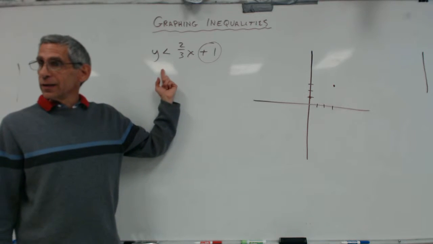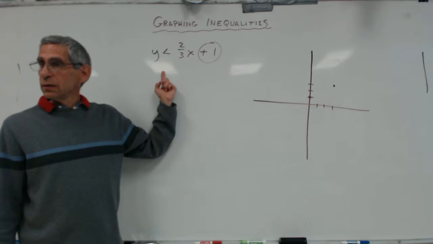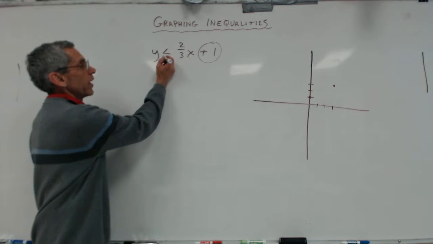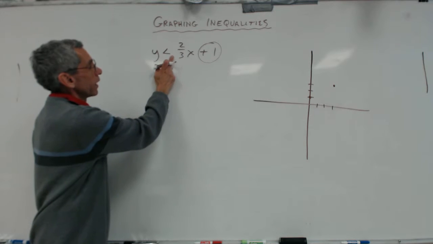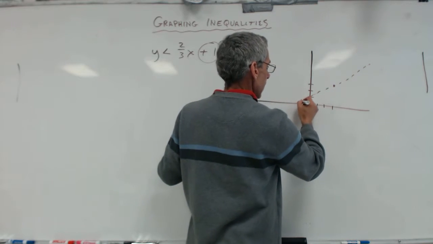Now the question is, is it a solid line or a dashed line? It's a dash. It would be solid if I had put a line underneath it. That would tell you it's solid. But without that line, it's a dash. So I do my dashed line.